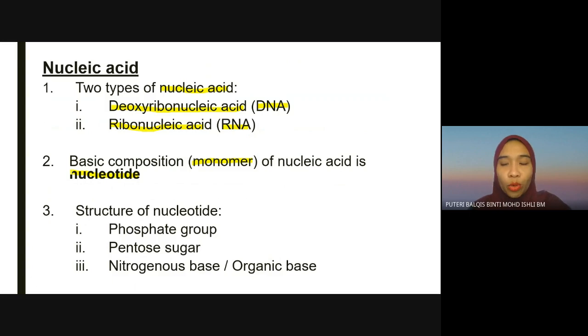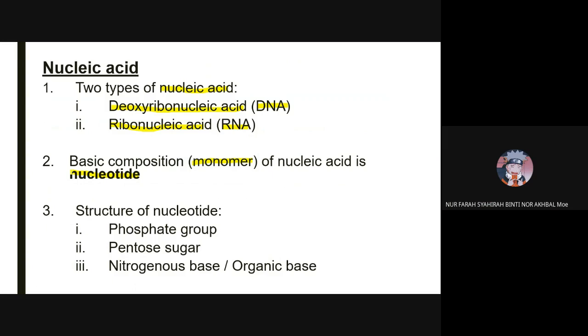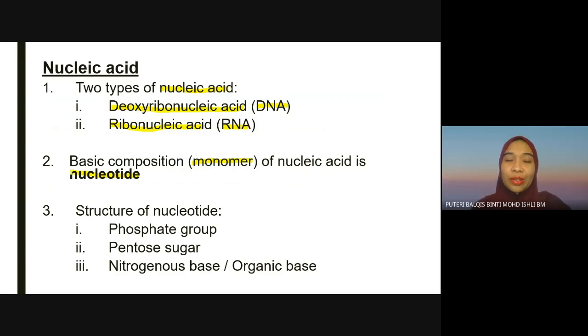What is the monomer of protein? Farah, what is the monomer of protein? Amino acid. Very good, betul, pandai. So amino acid is the monomer of protein. Monomer of nucleic acid is nucleotide.